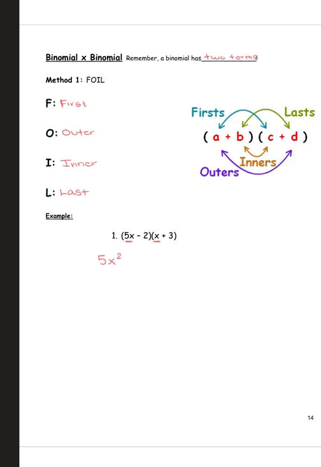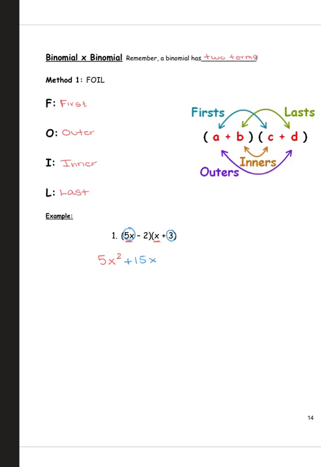Then I'm going to look at my outer terms, all right? So looking at my outer terms, I see that I have 5x here as the outer term in the first expression, and I have 3 as the outer term in the second. So multiplying 5x and 3 is going to give me 15x.